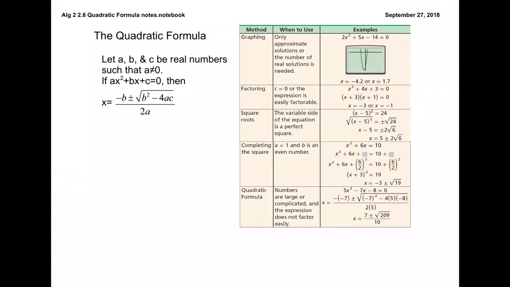The quadratic formula: if we let a, b, and c be real numbers such that a does not equal 0, if you complete the square of the standard form of a quadratic, it will derive the quadratic formula, which is x equals negative b plus or minus the square root of b squared minus 4ac, all over 2a.